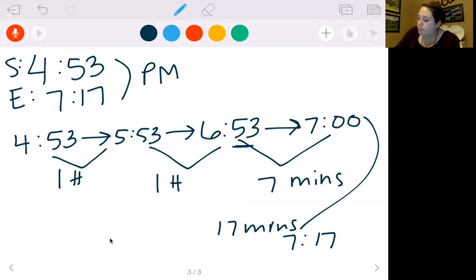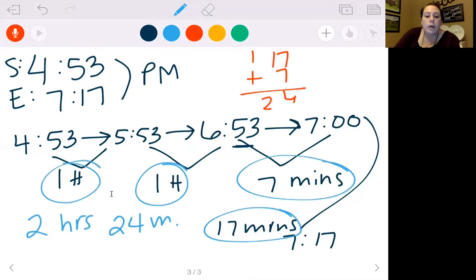So now we can add them up. Hour, hour, 17 minutes, 7 minutes. So we start with 2 hours, and then let's go up here and do 17 plus 7, 24 minutes. So 2 hours and 24 minutes. Okay, that's how far we went. So I hope that kind of helped with elapsed time. Let's look at the rest of the chapter and see what they give us.